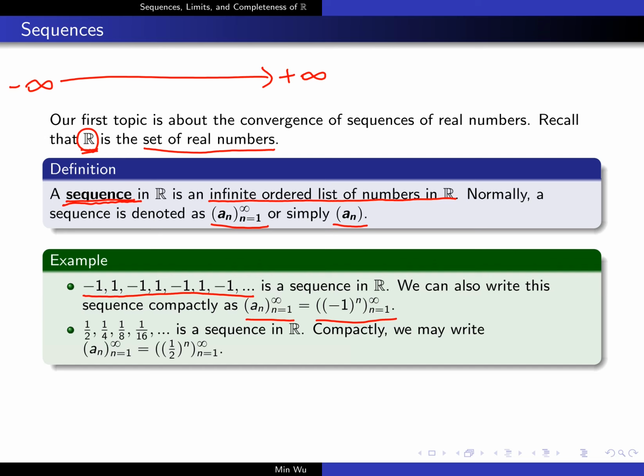A second example is here. 1/2, 1/4, 1/8, 1/16, and so on. This is a sequence in R. Of course, it's an ordered list of real numbers. And also it follows some rule. The rule is (1/2)^n. So we can write it compactly as (1/2)^n for the sequence. Alright, so these are examples of sequences. You can build your own example. You just have to write a lot of numbers, and if you give it some rule, that will be better, so that you can write it in a compact form.